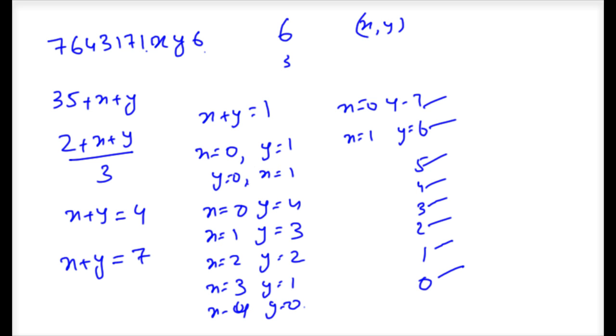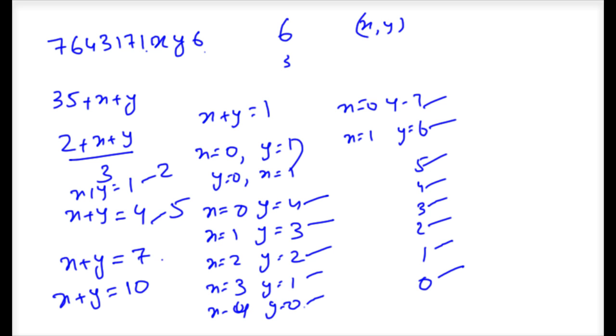There are other possibilities also, we have to exhaust all possibilities. Then x plus y should be equal to 10. For this there will be so many. So let us see if there is any pattern. When x plus y is equal to 1, we had 2 numbers. When x plus y is equal to 4, we had 1, 2, 3, 4, 5 numbers. So 5 pairs. If x plus y is equal to 7, we had 1, 2, 3, 4, 5, 6, 7, 8. So if x plus y is equal to 10, I'll have 11. Then x plus y is equal to 13, for that also I'll have 14.